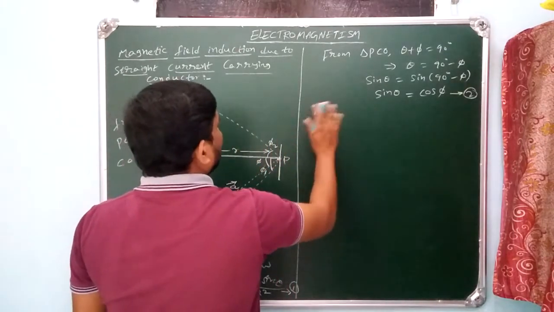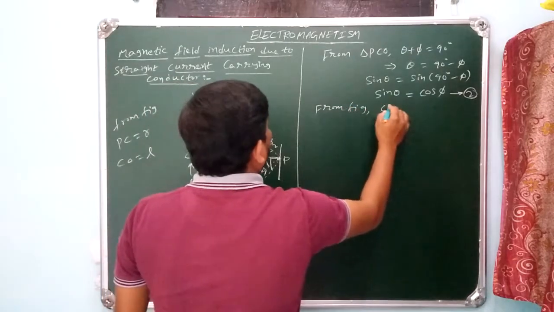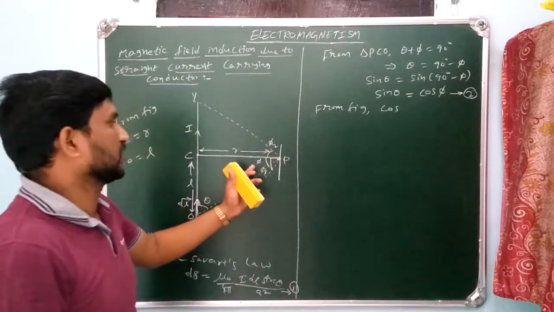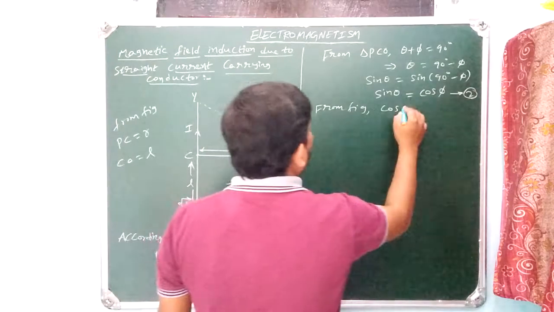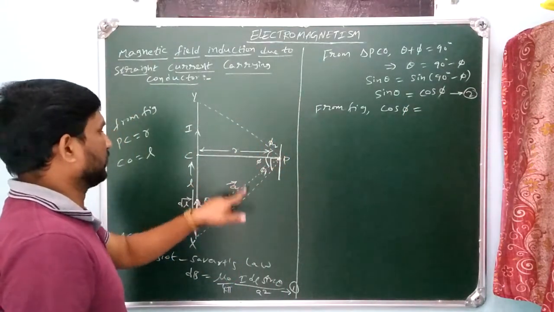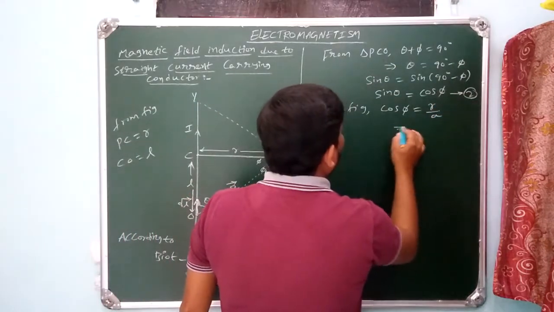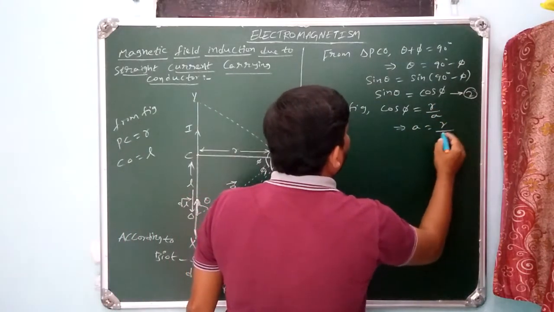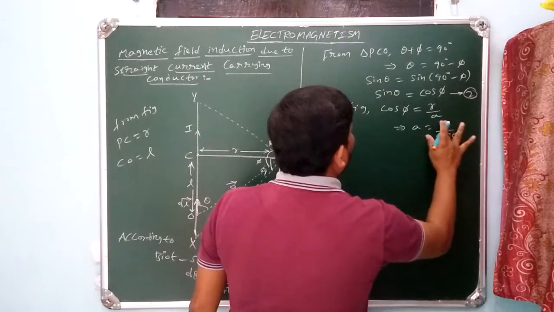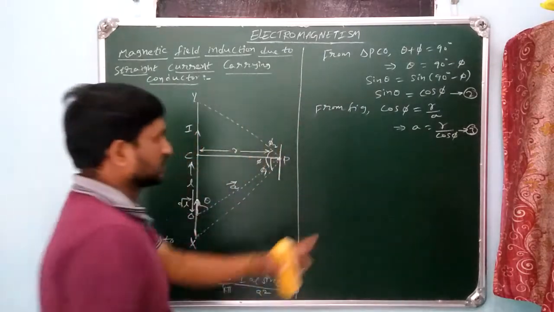Now also from the figure, cos phi is equal to the adjacent side by the hypotenuse, that is R by A. From that, A is equal to R by cos phi. Let us consider that as the third equation.